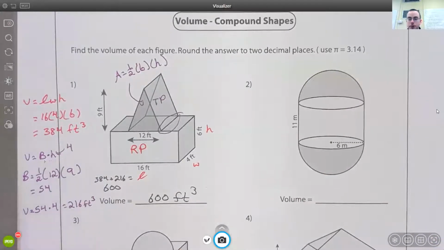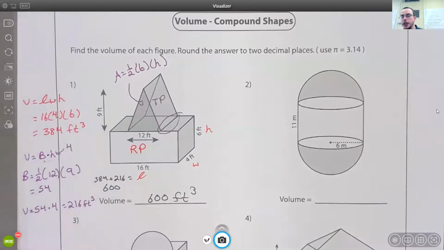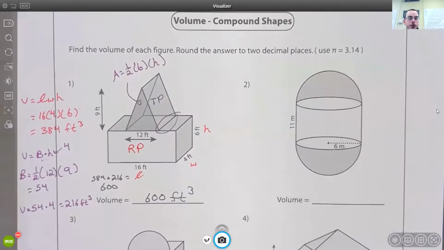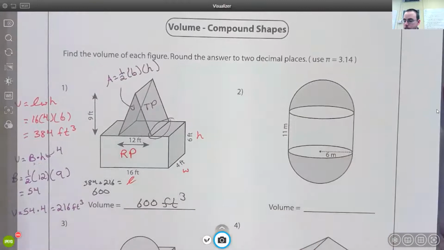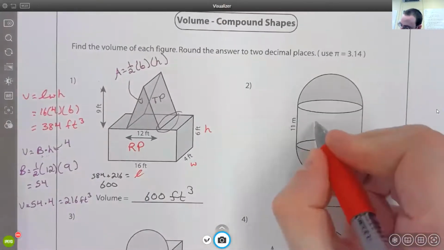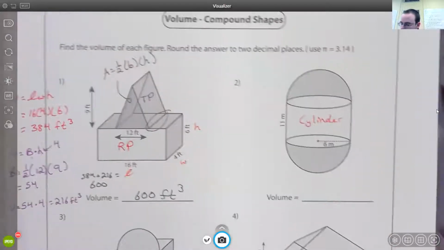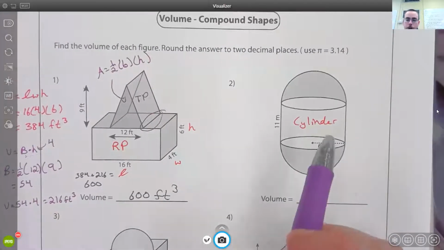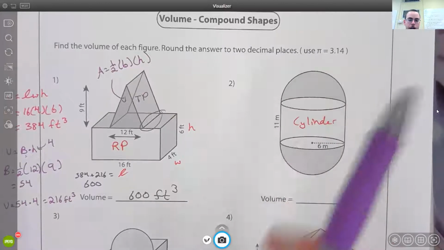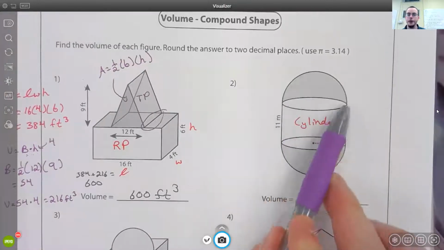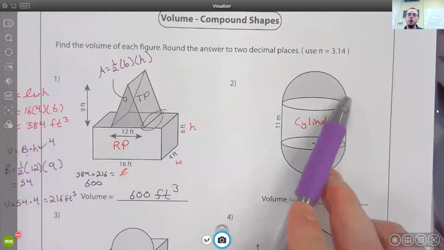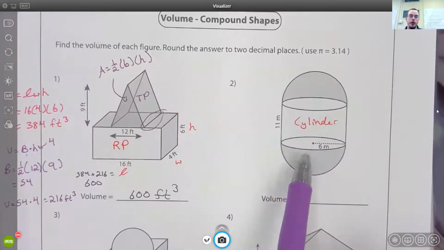All right, let's look at number 2. Number 2 is somewhat of an interesting shape. What shapes do you see making up this entire thing? In the middle, we have a cylinder. I'm going to write the cylinder in red. And we have a hemisphere on top and a hemisphere on the bottom. The hemispheres are identical because they're both flush with the cylinder. So when we find one of the hemispheres, we already know the other one.